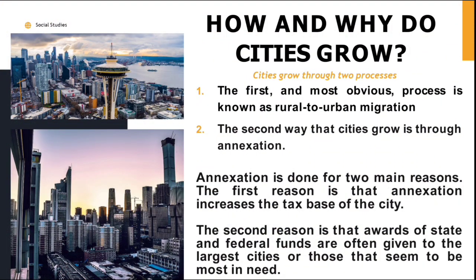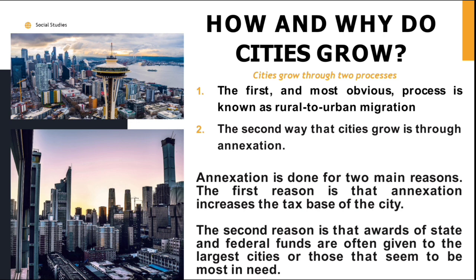How and why do cities grow? The first and most obvious process is known as rural to urban migration. People simply move to the city from rural areas to urban areas. The second way that cities grow is through annexation. Annexation is a formal act whereby a state or area proclaims the territory or the surrounding areas and incorporates them.